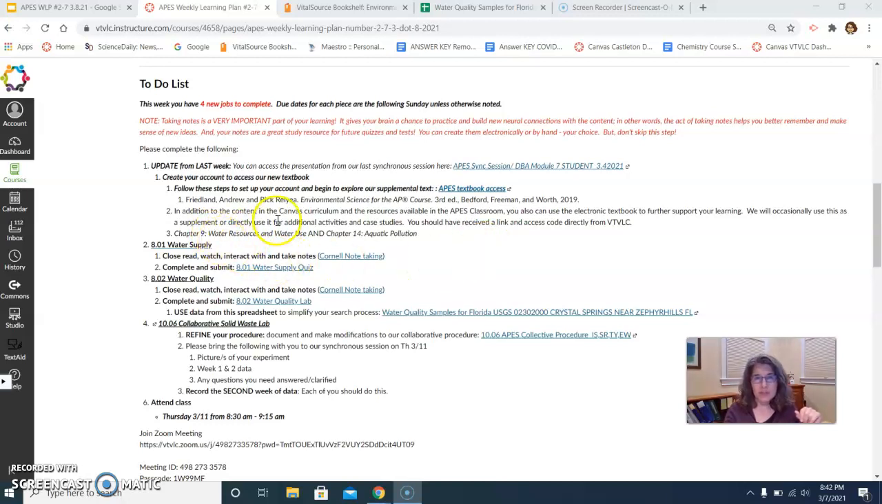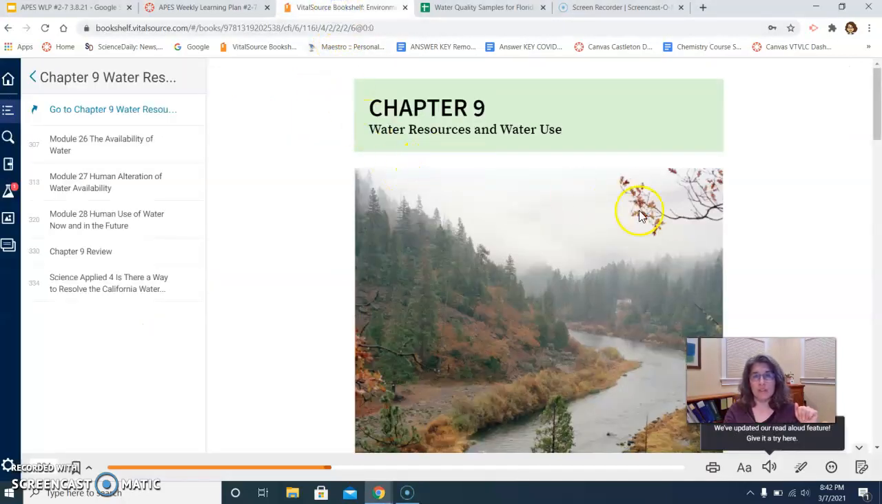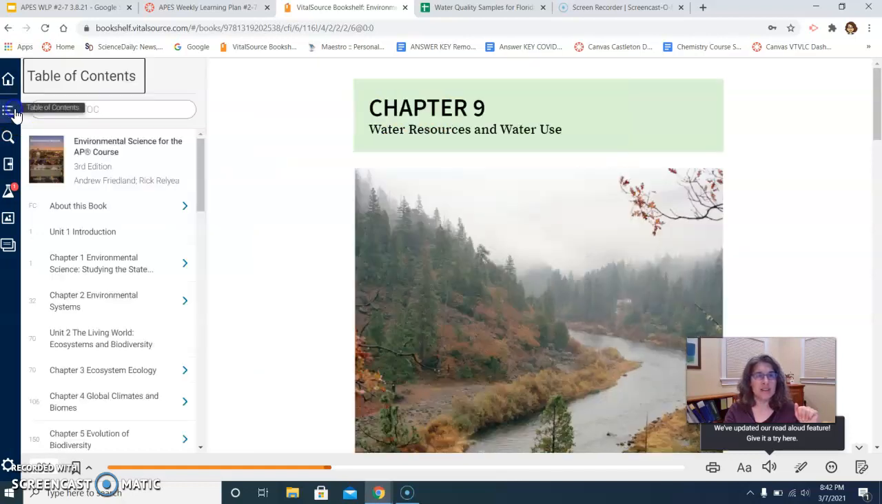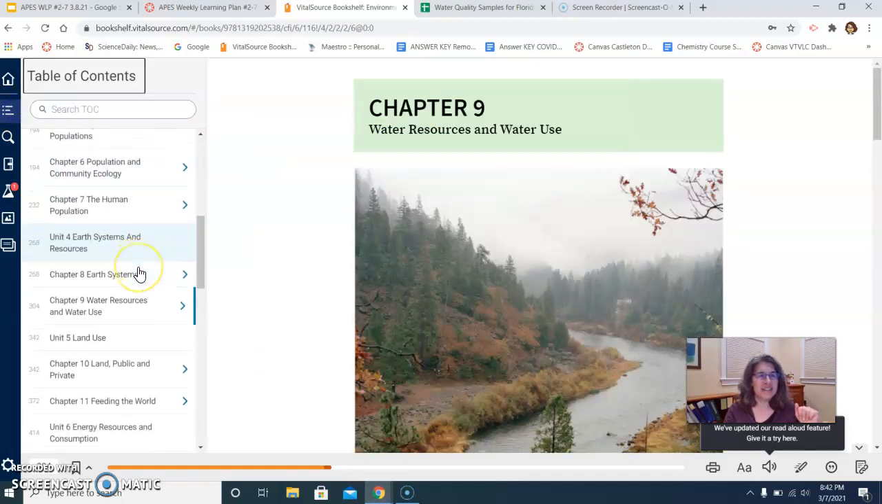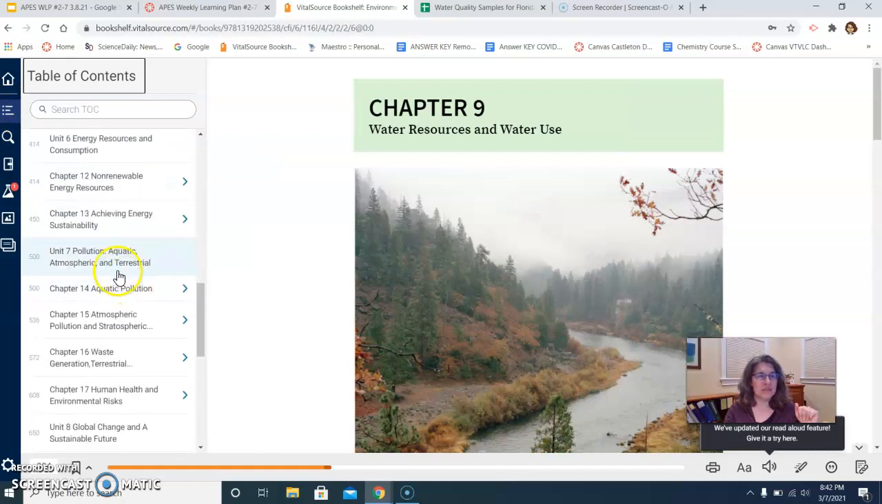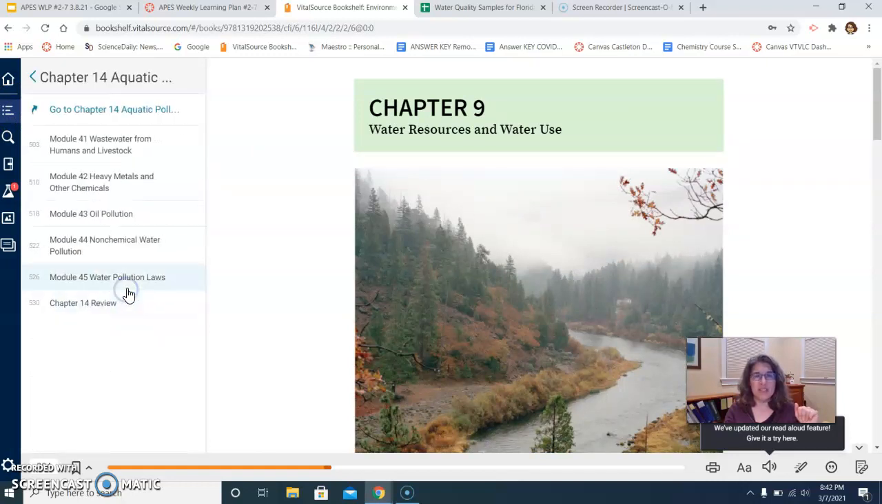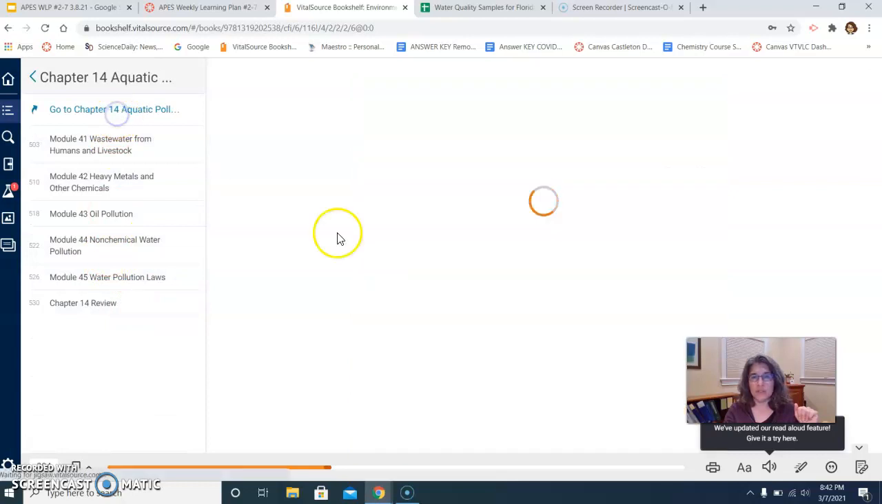And there are 2 chapters in that book that are relevant to the work that we're doing in Module 8 here. One is Chapter 9, which is on water resources. The other is Chapter 14, which is about aquatic pollution. Just to give you a preview of those, Chapter 9, water resources and water use, looks like this. And Chapter 14, if I navigate down to that for you, is all about aquatic pollution.